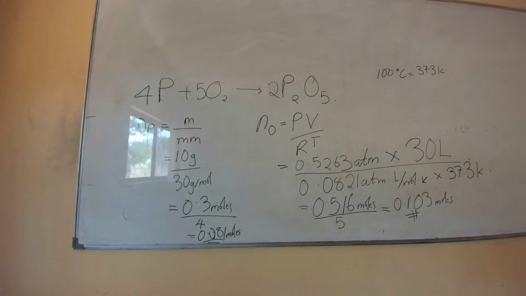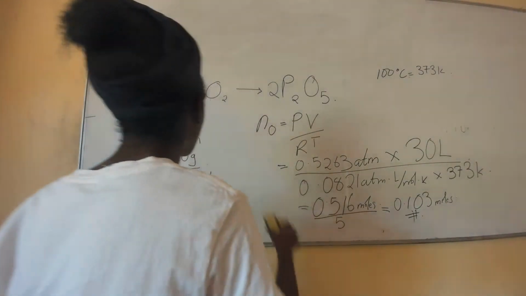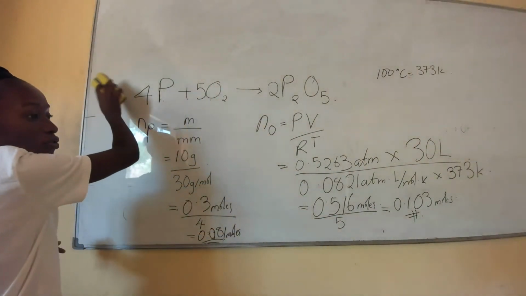So the second part of the question is now asking us to calculate the mass of the excess reactant left. The concept is similar to the previous question we were solving.